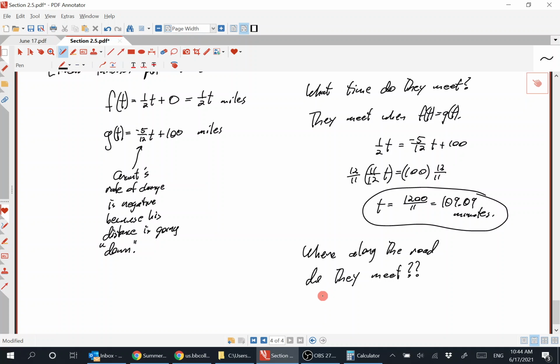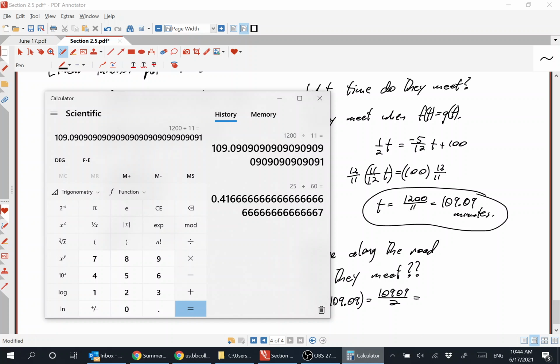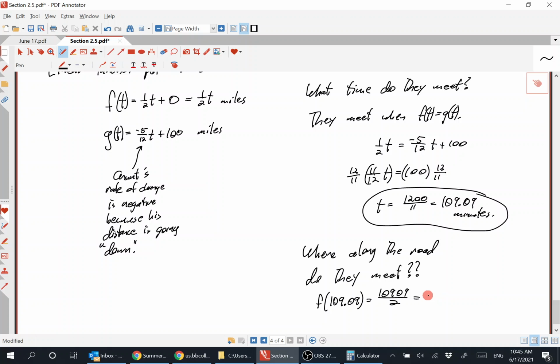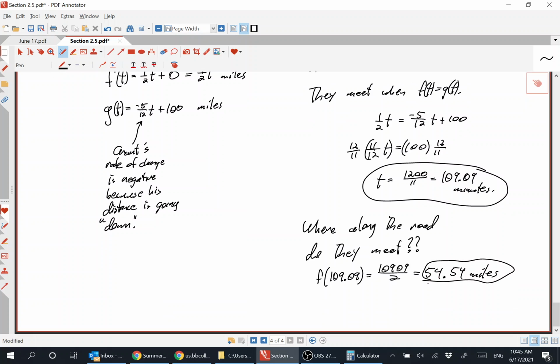So f of 109.09 is 109.09 over 2, which is equal to, right? 54.54 miles. So 54 miles along the road from point A is where they meet.